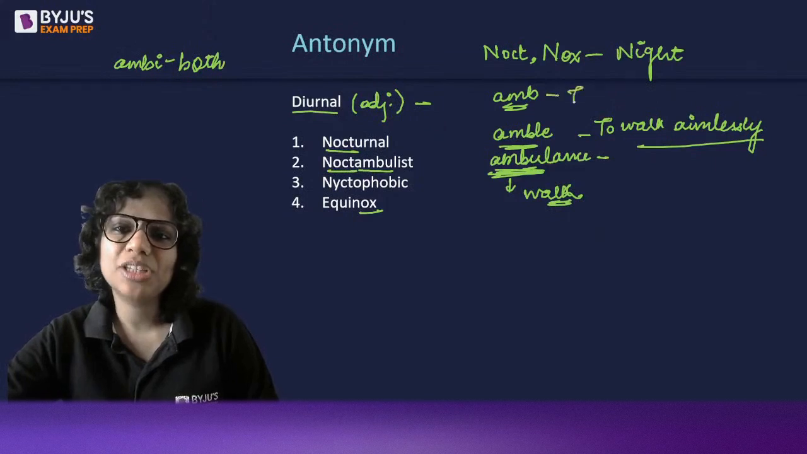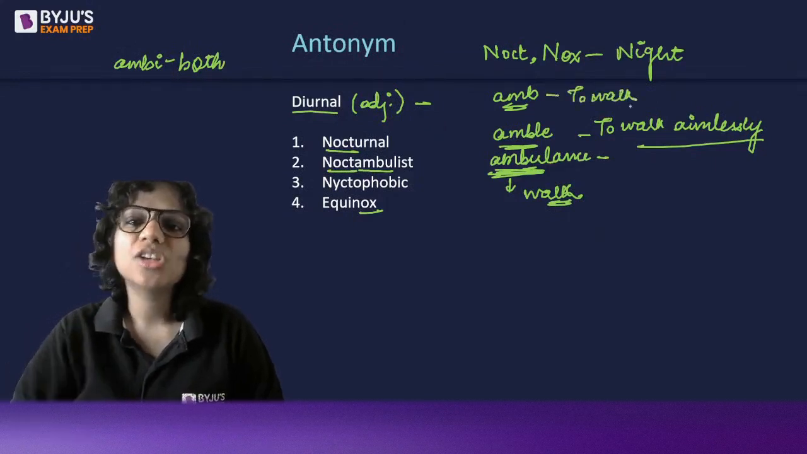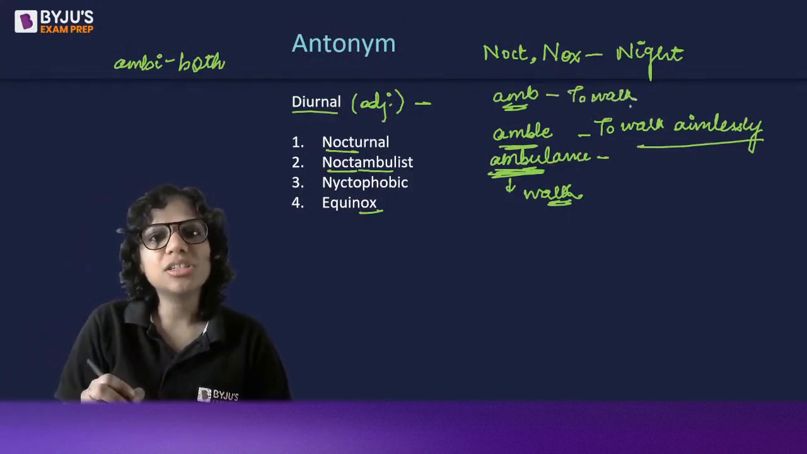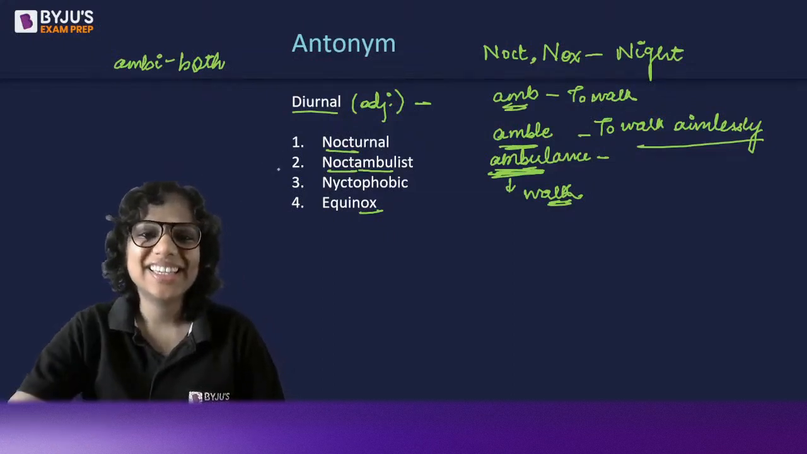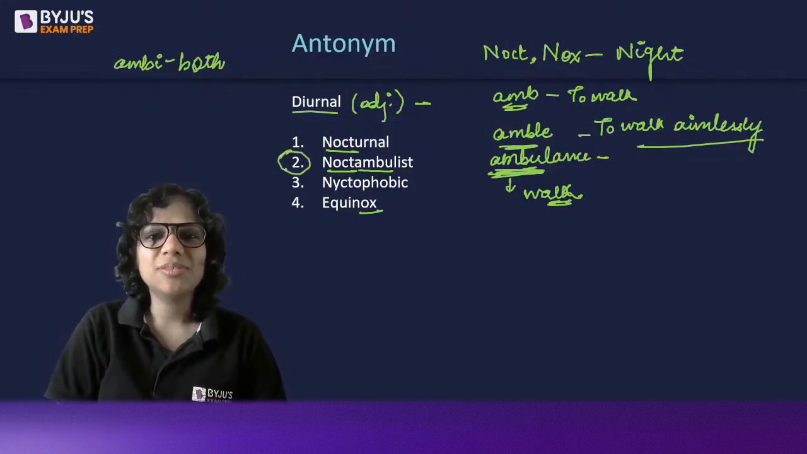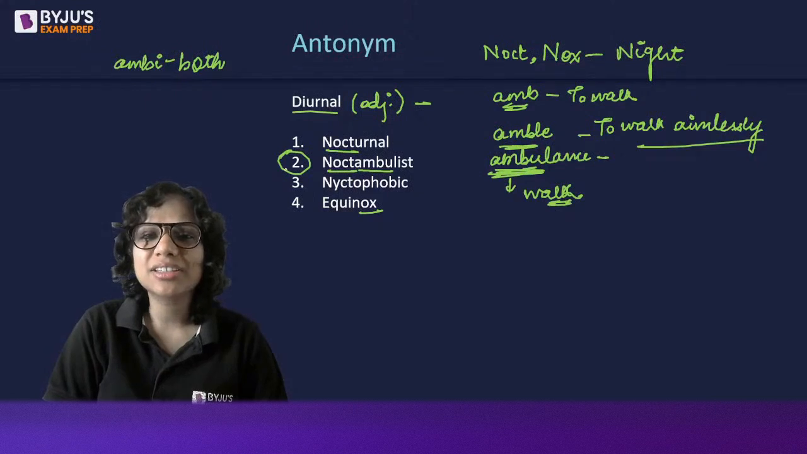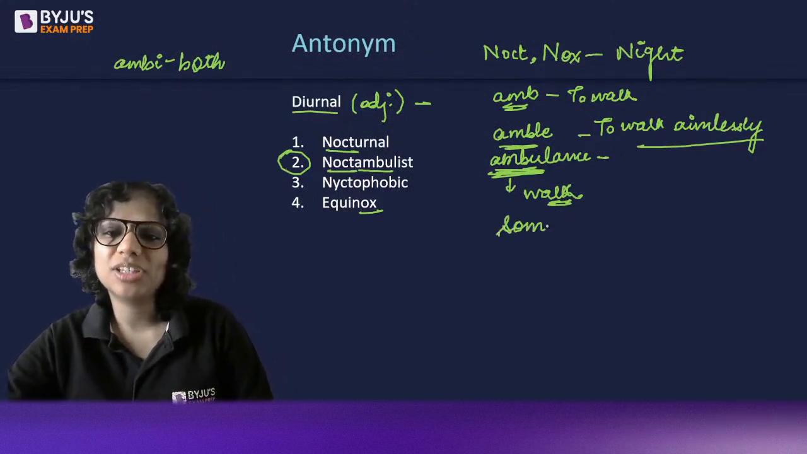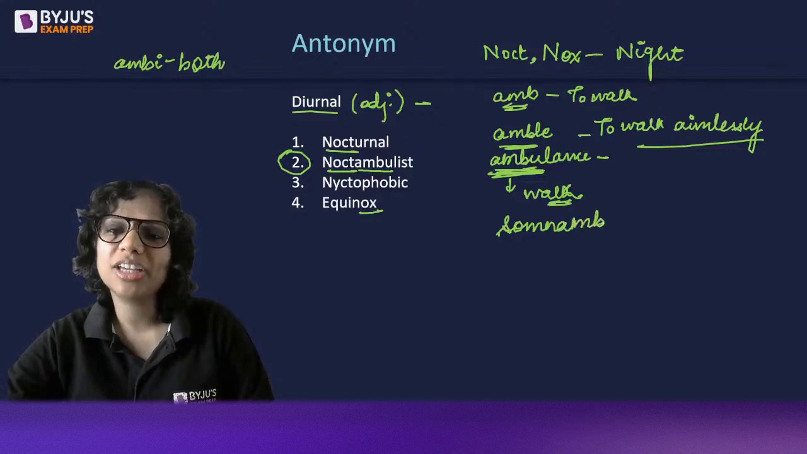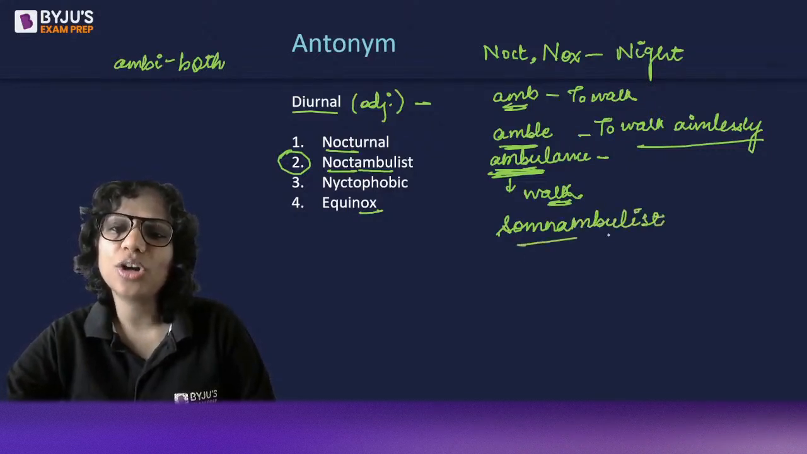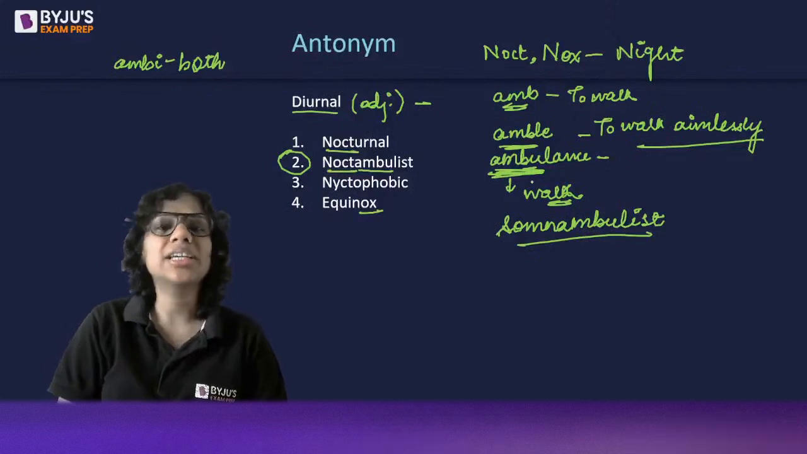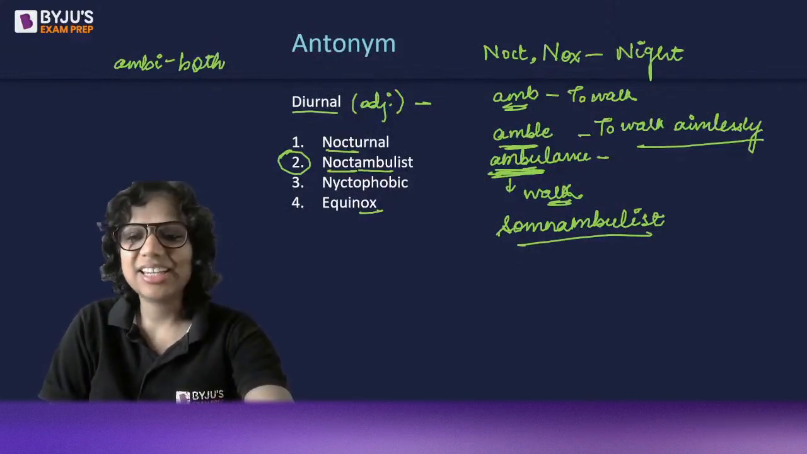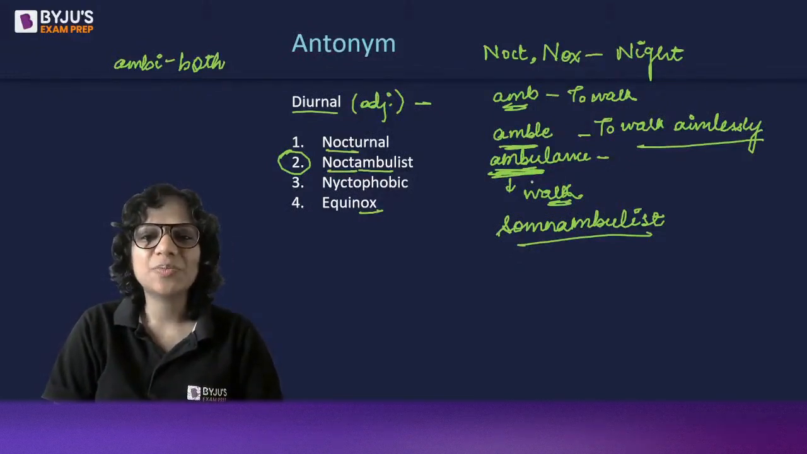And this amb means to walk. So, noctambulist, someone who walks at night. Yes, there are people who sleepwalk at times, right? They are called somnambulists, people who walk in their sleep. Noctambulist, someone who walks at night. Right? I hope this makes sense.